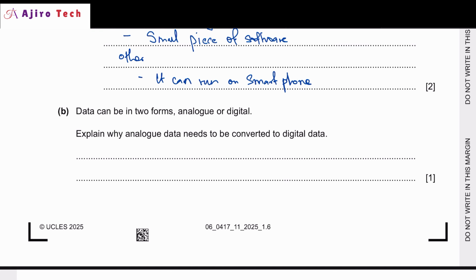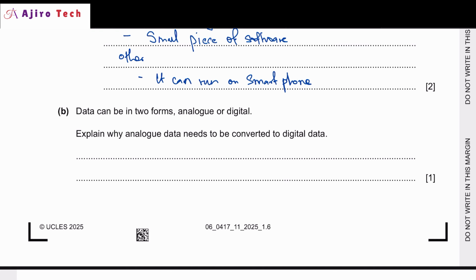Data can be in two forms: analog or digital. Now let's explain what these two of them mean. When we talk about analog, analog is in continuous form, while digital is discrete data. Take note, digital is discrete data.